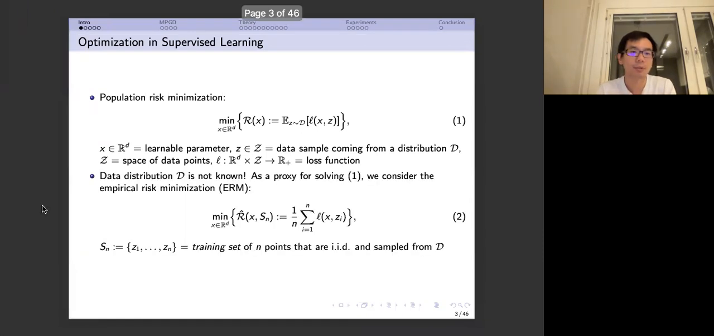But in practice, instead of looking at this problem, we look at empirical risk minimization, because in practice we don't really know what the data distribution is. So empirical risk minimization serves as a proxy to solve the population risk minimization. In this ERM, it's much simpler in the sense that you replace the expected value by simply an average over the data sample that you have, the training set. Here we have n data points in the training set.